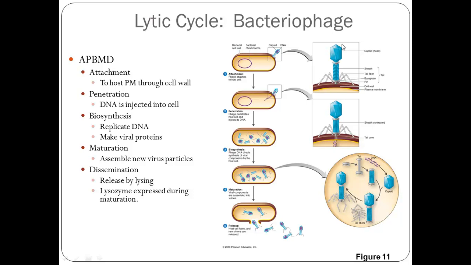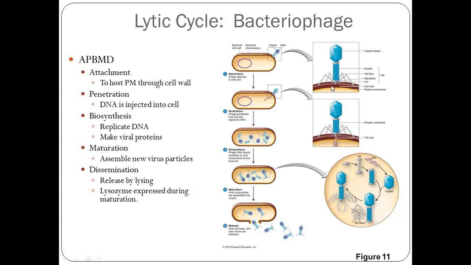So if we take a look at this picture, here's our bacteriophage. If you remember, the head is what shape? If you said polyhedral, that is correct. And the tail sheath is what shape? If you said helical, you are correct. So here's the bacteriophage, and it's going to attach to the host plasma membrane. So remember, it's going to infect what type of cells only? If you said bacterial cells, you are correct.